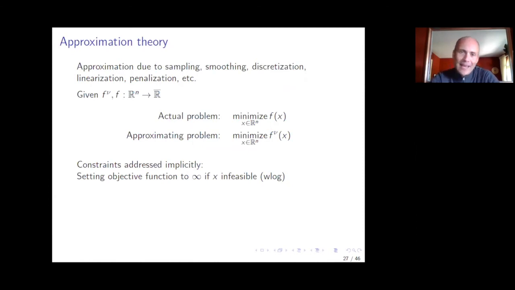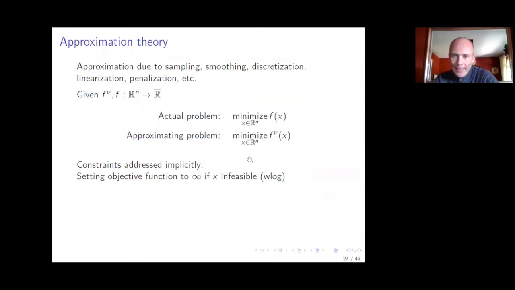Maybe there's an element of sampling. Of course, that's a common thing in statistical problems. There could be some smoothing that needs to be carried out. You can think about discretization. If we had been in an infinite dimensional setting, maybe there would be a finite dimensional approximation. There could be linearization, penalization, other things that are brought in for computation or other reasons to try to deal with the actual problem of interest. And these approximations are going to be indicated by f superscript nu.